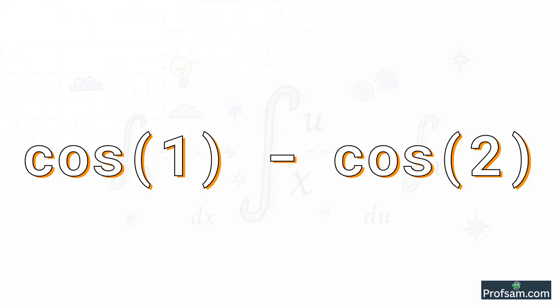Of course, the two negatives make a positive, which gives us our final answer: cos of 1 minus cos of 2. And that's it. Mission complete.